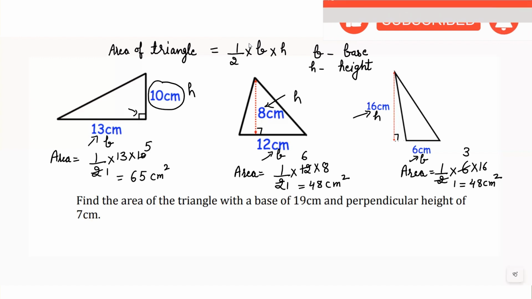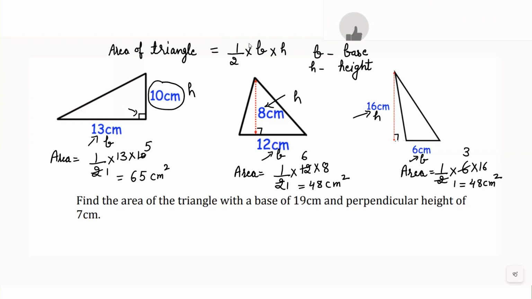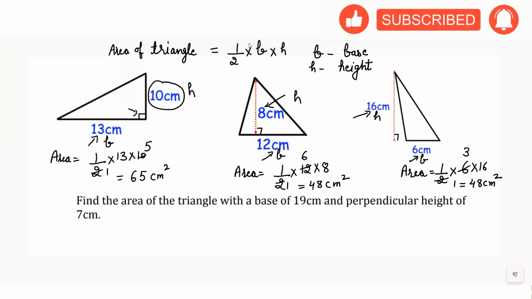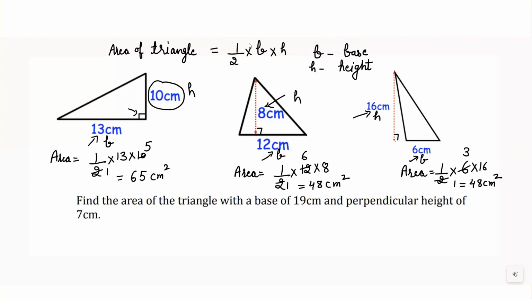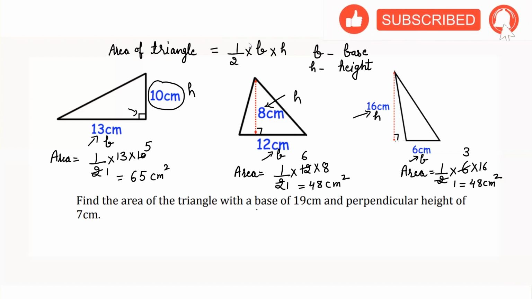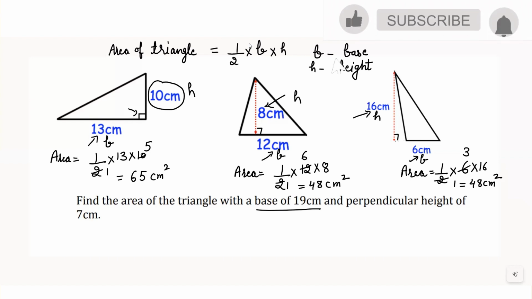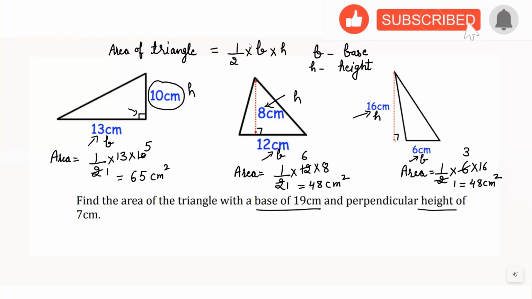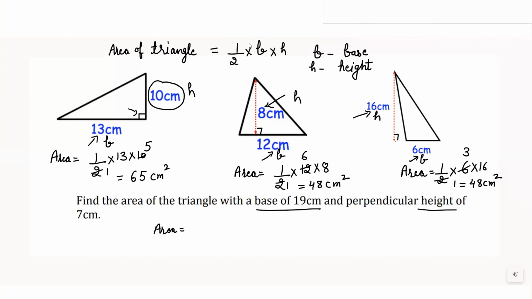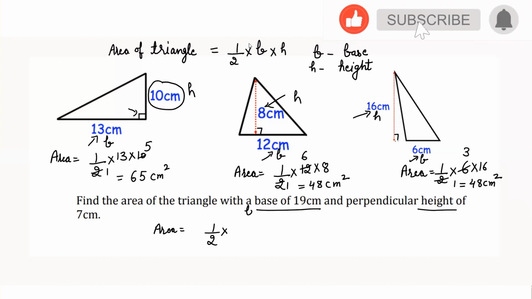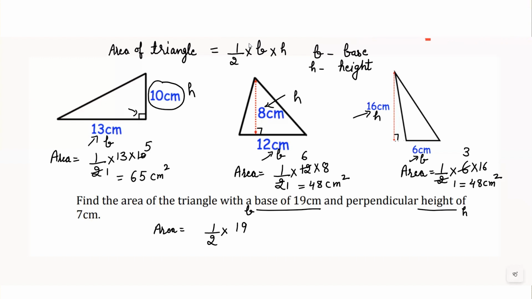So this is when the diagram is given to you and you have to find out the area of a triangle. Now, in case of a statement question, in case of a word problem, you have to read the word problem. So what it says: find the area of a triangle with a base. In the question itself, they have already mentioned what the base is. Base is 19 centimeter, perpendicular height. It's already mentioned what height is. Height is 7 centimeter. So if I need to find out the area for this, I will write down area is equals to 1 by 2 into, what's the value for B? B is 19. What is the value for H? H is 7. So we'll write here 19 into 7.